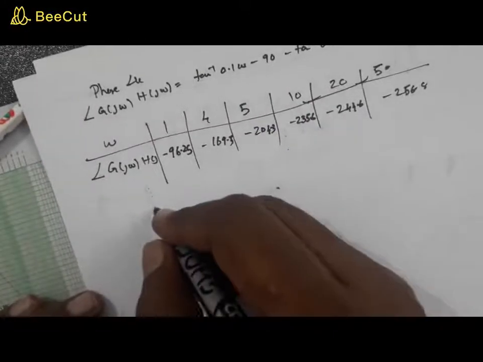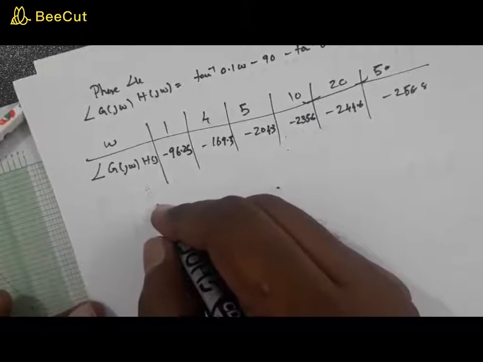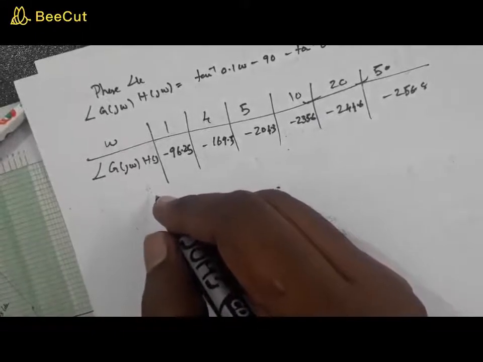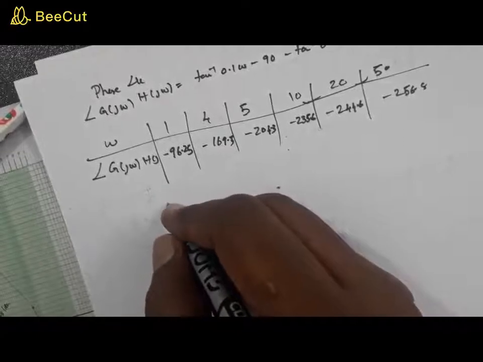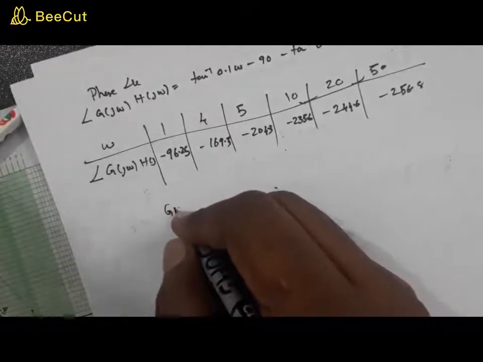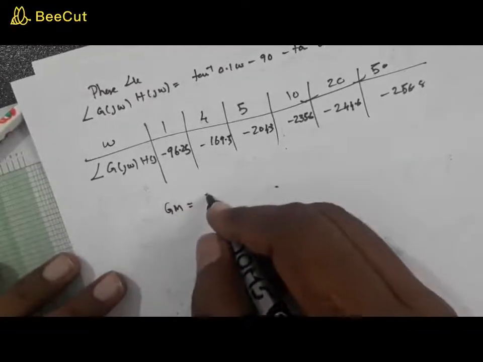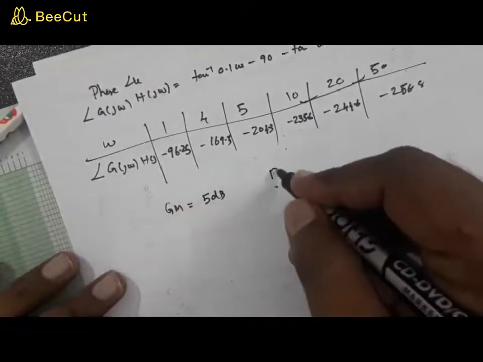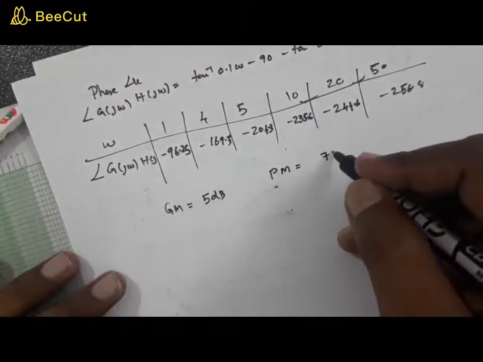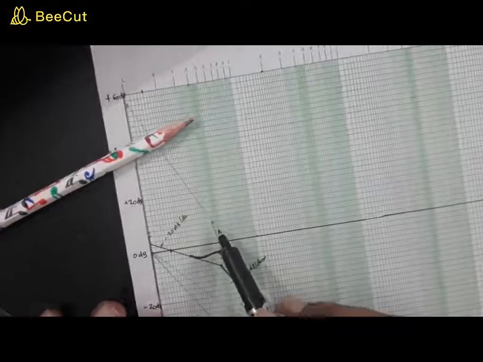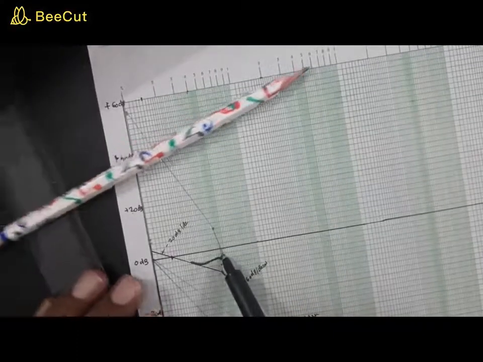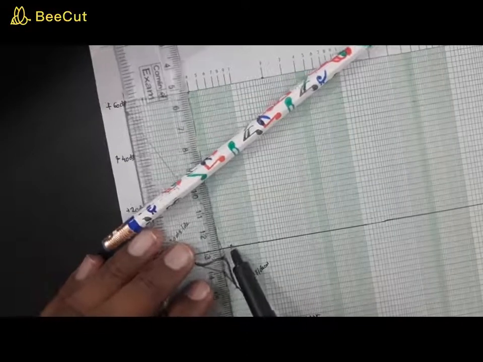Now after plotting, you will be getting the phase crossover frequency. Your gain margin you'll be getting as 5 dB, and your phase margin as 75 degree. So both are positive, therefore the system is a stable system. Do remember, when you find out the gain margin, you need to find it from the corrected graph. Anyway, this phase crossover frequency comes in between 4 and 5.